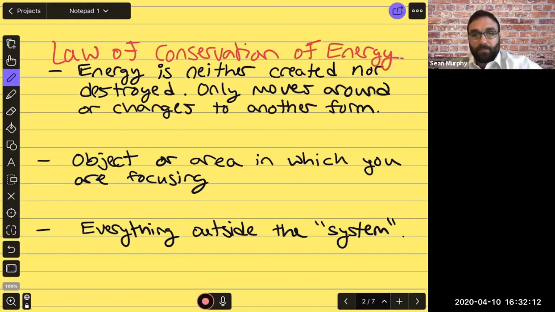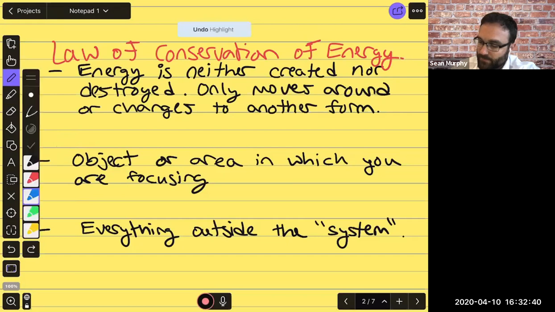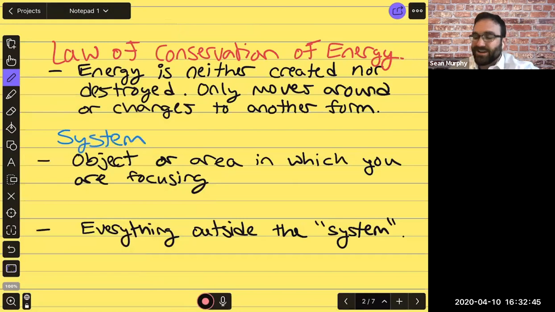All right, next one. Object or area in which you are focusing on. Let me change my pen. Something a little less hot. Object in which we're going to focus on. So when we're talking about heat flow, we need to know where the heat is coming from, or where the heat is going. So we have to designate what we're studying. And what we're studying is what's called the system. A little bit darker. So we're going to call this the system. And then anything on the outside of whatever we're focusing on, that's going to be called the surroundings.